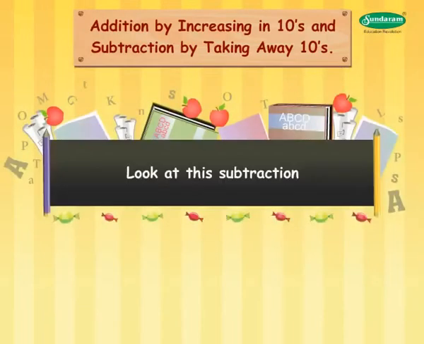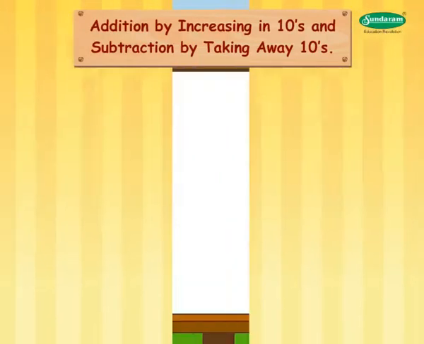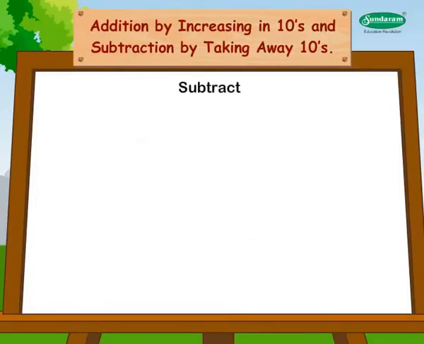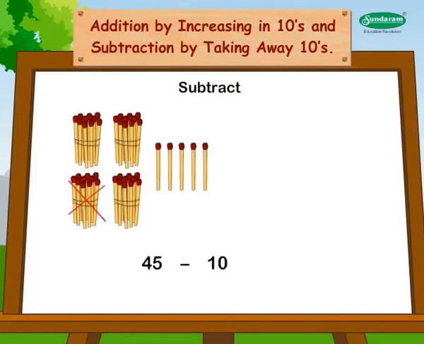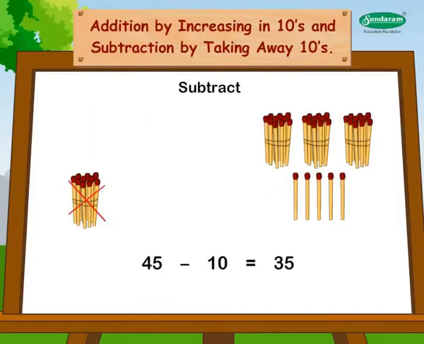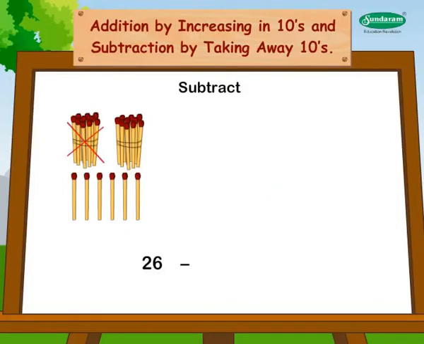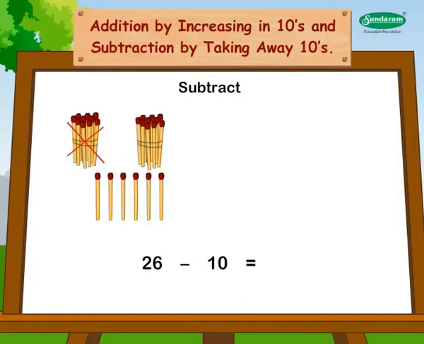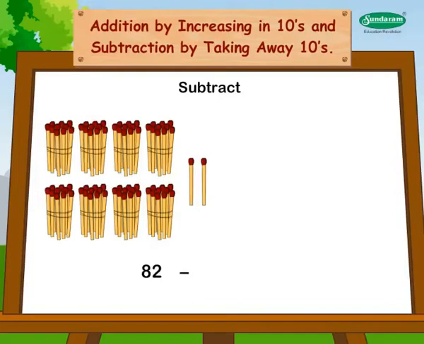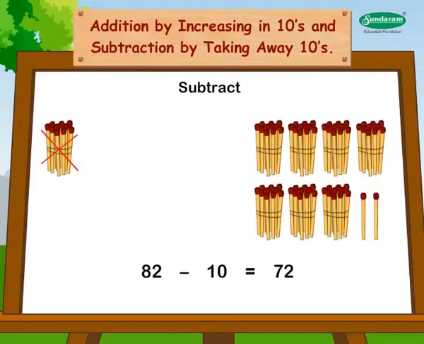Look at this subtraction. 12 minus 10 equals 2. Subtract. 45 minus 10 equals 35. 26 minus 10 equals 16. 82 minus 10 equals 72.